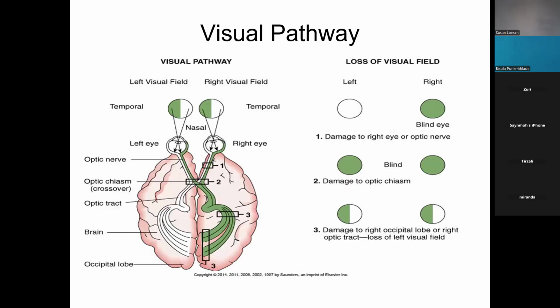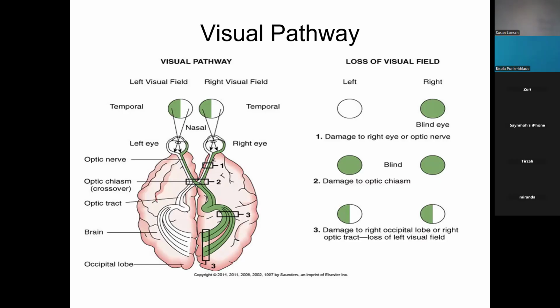That's your visual pathway. Sorry. That's what I was just talking about. Okay. Any questions on that? You can see where it crosses over there. It shows you on the left side and how it crosses over and goes to the opposite side of the brain.